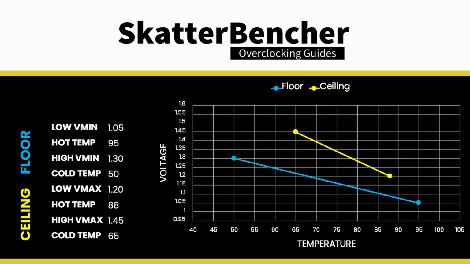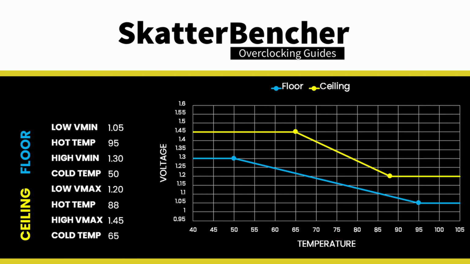Linear scaling means the voltage suspension limits slide up and down the temperature scale. For example, suppose the temperature is 75 degrees Celsius. In that case, the voltage ceiling will be about 1.35 volt and the voltage floor will be 1.15 volt.